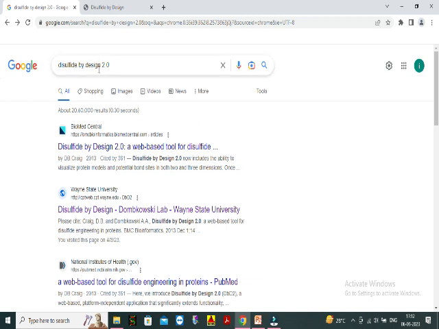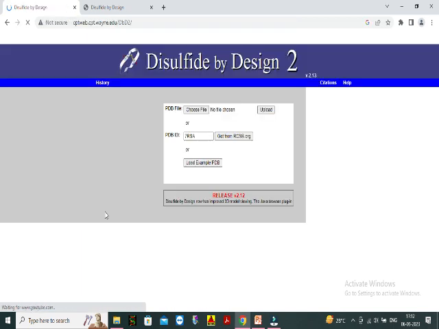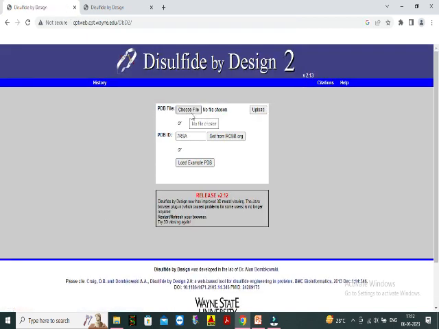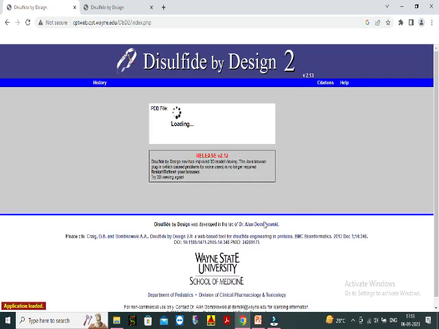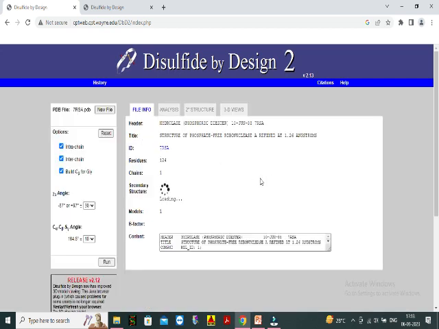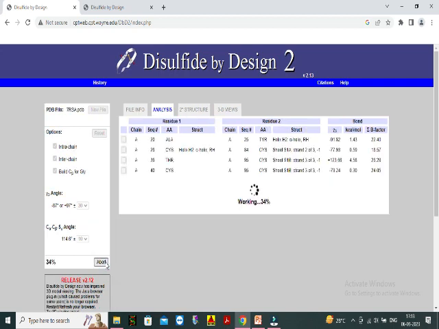First of all, we type Disulfide by Design 2 in the browser and click on this one. After clicking, we add the PDB ID of the protein of interest. Here I add 7RSA, the protein PDB ID, and click on Get from RCSB. Here the general information of the protein will appear, and after that we directly click on Run and we will get the results.